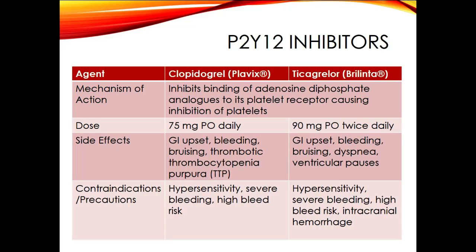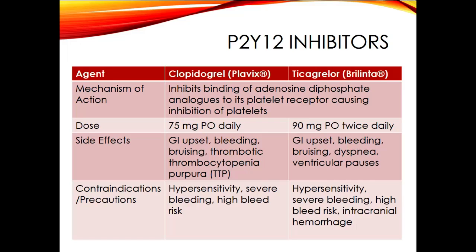Clopidogrel and ticagrelor are P2Y12 inhibitors that work through inhibiting adenosine diphosphate, ADP. ADP activates adhesion and aggregation by binding P2Y1 and P2Y12 receptors. The difference between clopidogrel and ticagrelor is their type of binding. The binding that clopidogrel has is irreversible in comparison to ticagrelor binding, which is reversible.